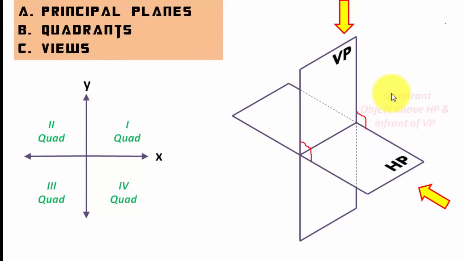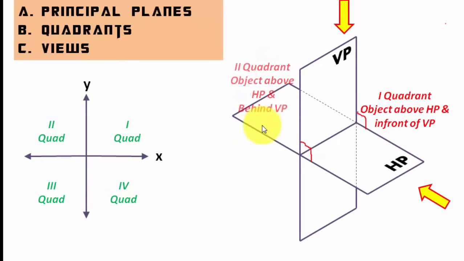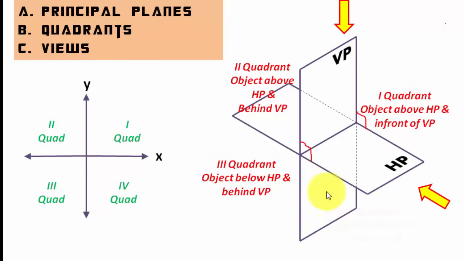Now this particular quadrant is what you call the first quadrant, and if I say that there is an object in the first quadrant, what basically I mean to say is that the object is above HP and it is in front of the VP. Similarly, this over here, behind this vertical plane and above this horizontal plane, we have the second quadrant. Below this horizontal plane and behind this vertical plane, again we have the third quadrant, and over here we're gonna have the fourth quadrant, that is below HP and in front of VP.